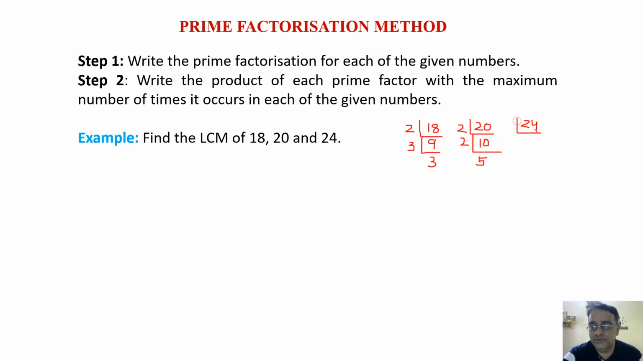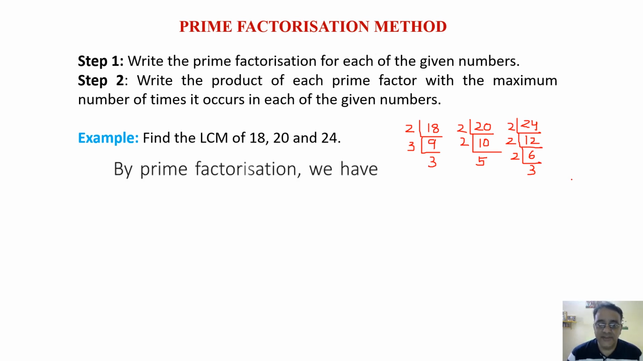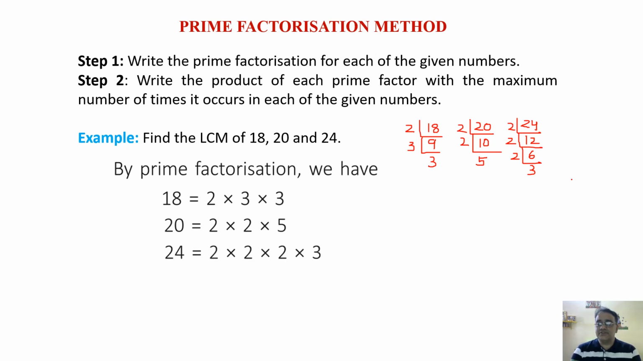24 divided by 2, 12. 12. Very good. Divided by 2 again, 6. 6. Again divided by 2, 3. Stop. So 2 into 2 into 2 into 3. So by prime factorization, we have 18 is equal to 2 into 3 into 3, and 20 is equal to 2 into 2 into 5, and 24 is equal to 2 into 2 into 2 into 3.